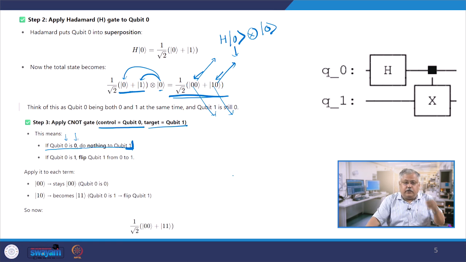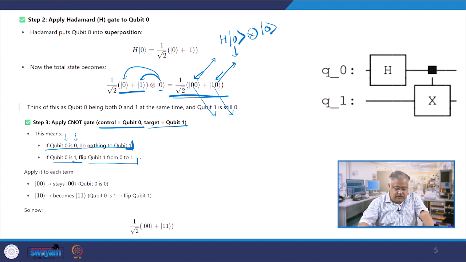So, if the 0th qubit is in state 0, then you do not do any operation on qubit 1. However, if qubit 0 is 1, then flip qubit 1 from 0 to 1. You got the idea? And this is the reason we define this as a CNOT gate. So, if you apply it to the state 0 0, since by my definition if the control is 0, I do not change my 1st qubit, it stays at 0 0, because qubit 0 is still 0. You see this part.